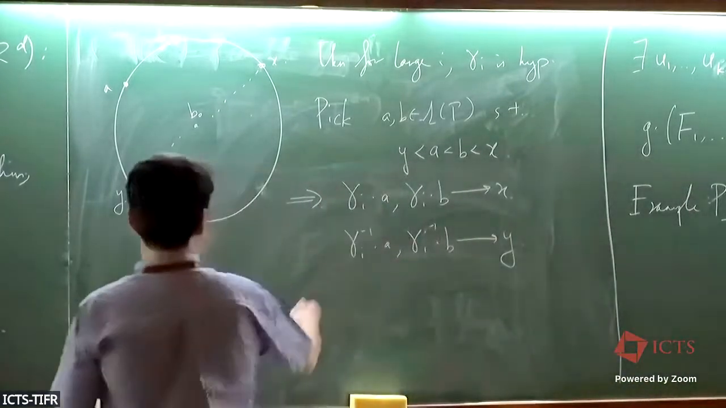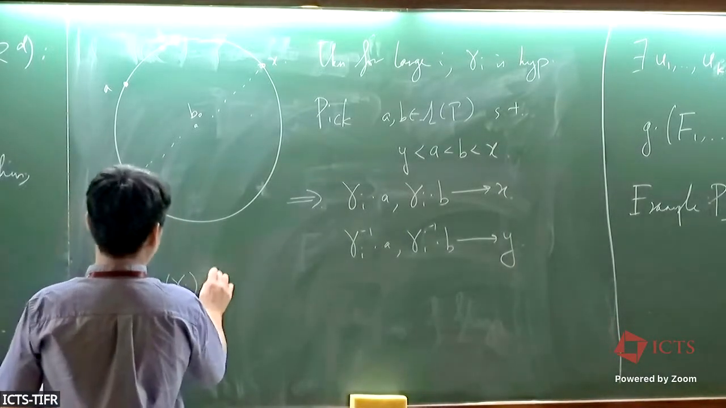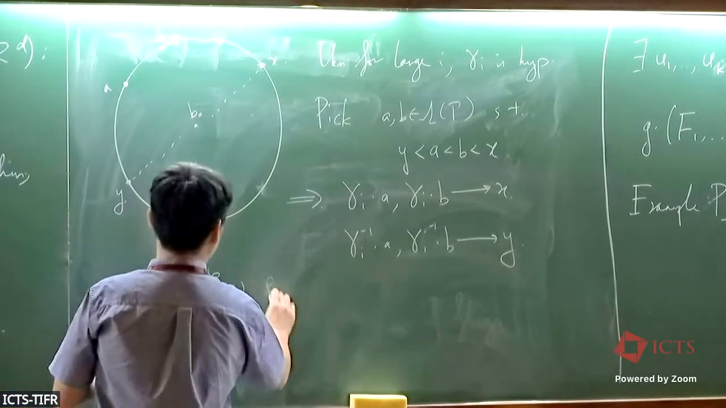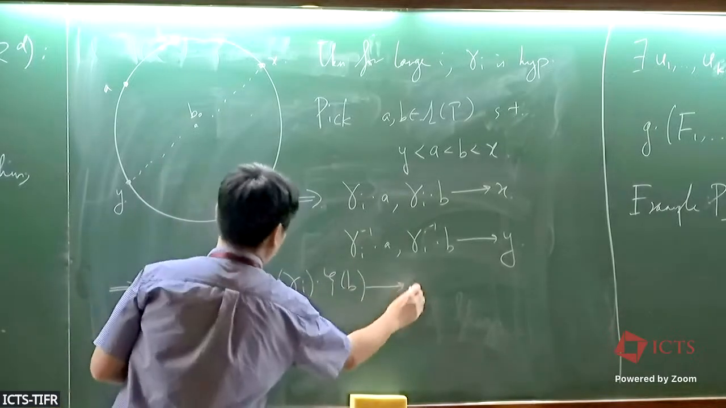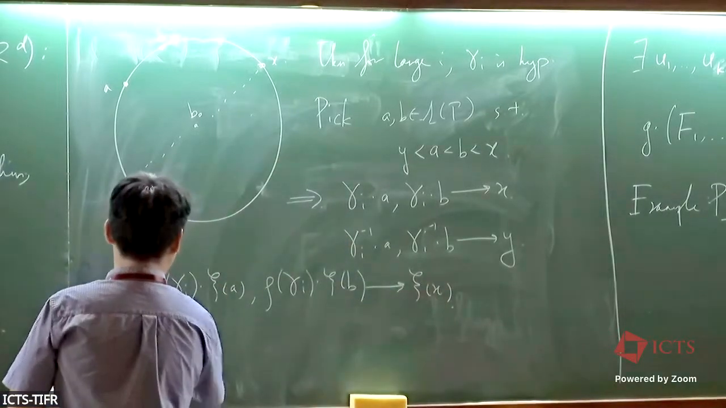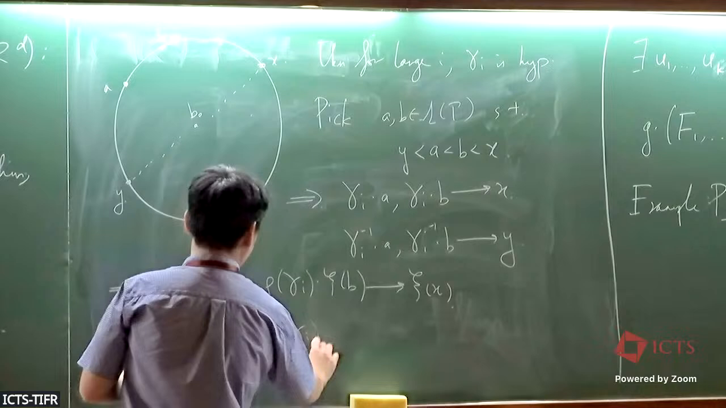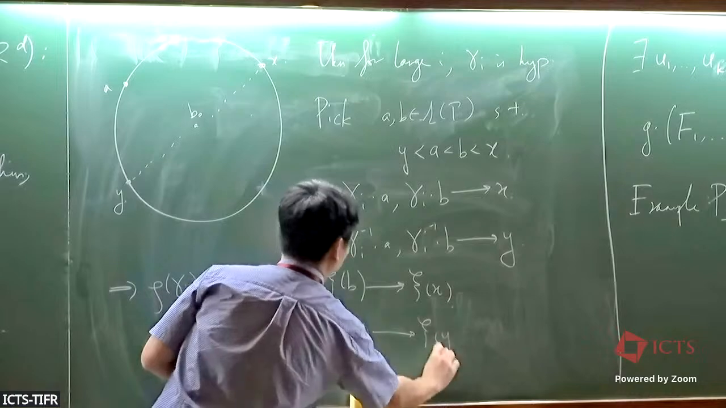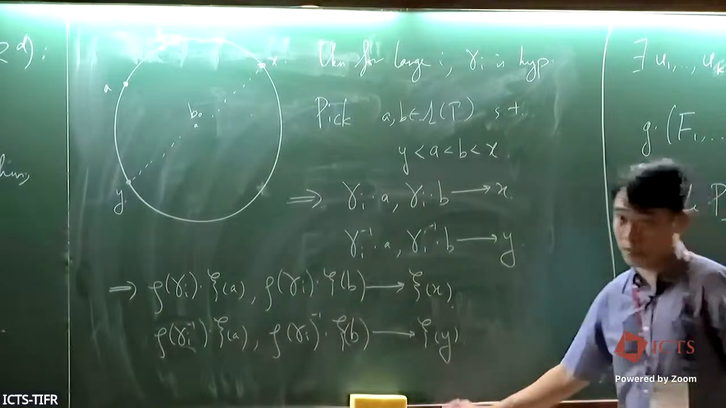Since your map is rho-equivariant, this tells you that if you look at rho of gamma_i of C(A) and rho of gamma_i of C(B), these both get sucked towards C(X). And rho gamma_i inverse of C(A) and rho gamma_i inverse of C(B) get sucked towards C(Y). This is by the continuity and rho-equivariance of C.